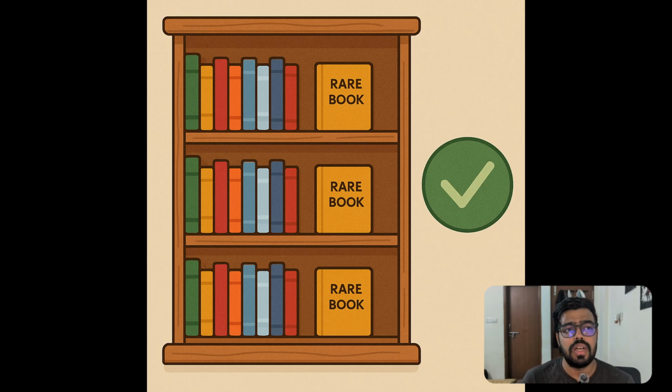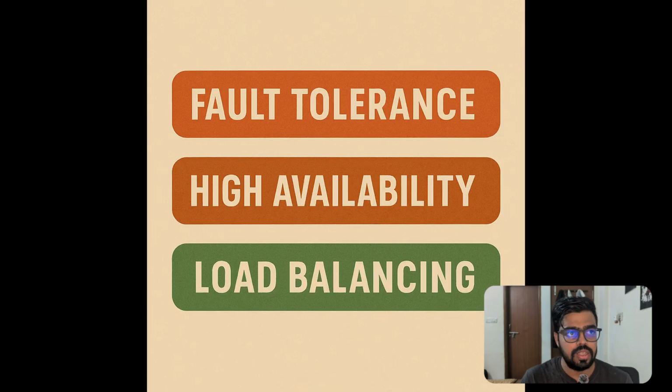Each chunk of data is stored across multiple chunk servers. This helps us maintain, first of all, fault tolerance: if one server fails, we still have data somewhere else. Second is high availability: readers can always get data from one of the copies. And third is load balancing: instead of sending all requests to a single server, we can distribute requests across multiple servers. So replication is the safety net that ensures GFS never loses its data because of a single point of failure.